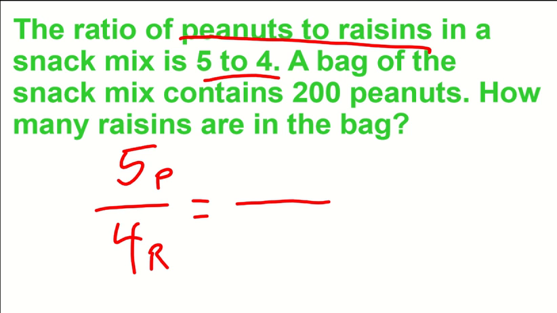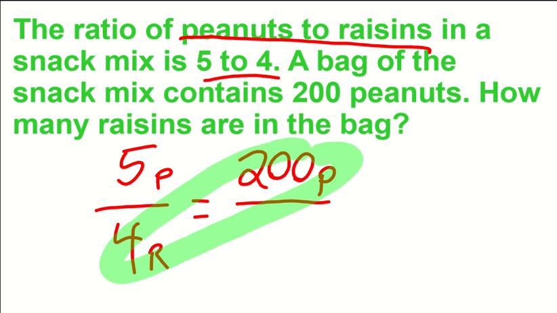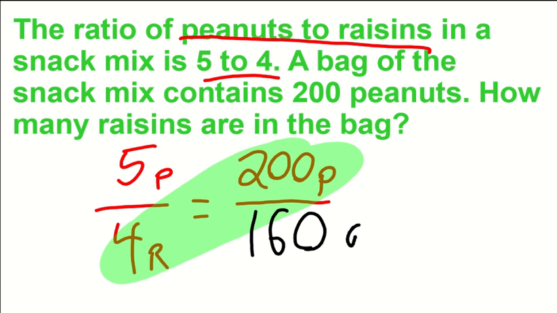Now, what's the other number they give me? 200 what? Peanuts. So where's that go? On the top. All right, am I allowed to have a blank on the bottom? Yeah, I can have a blank on the bottom, because the way this works, we're cross-multiplying the two that are diagonal from each other. So 200 times 4, and then you divide by the one that's diagonal from the blank. So 160. And it was how many raisins? That was raisins.